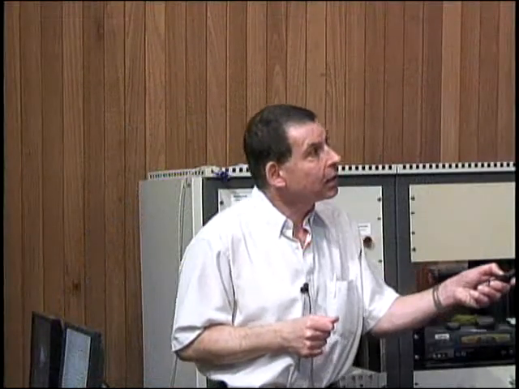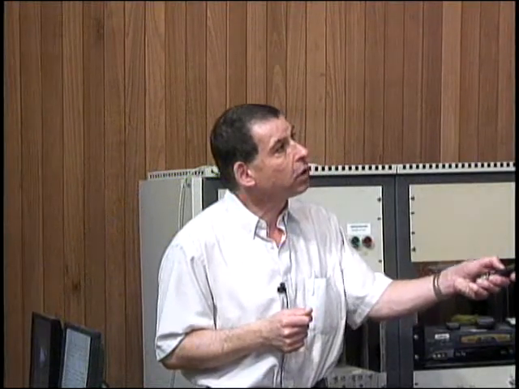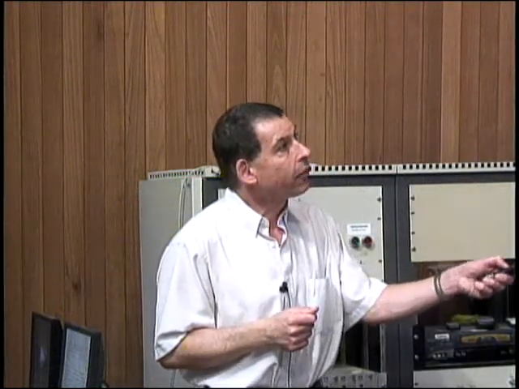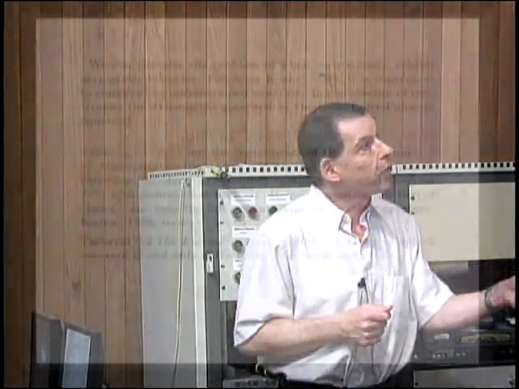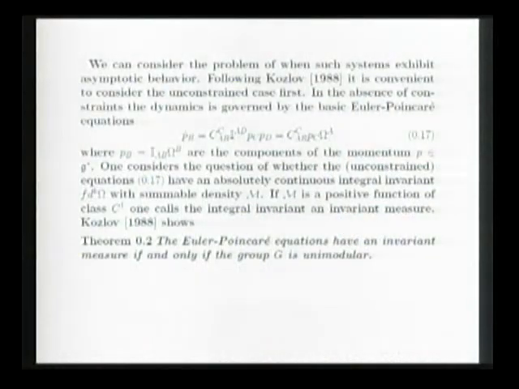And Kozlov, in this paper in 1988, as Luis mentioned, showed that these Euler-Poincare equations have an invariant measure if and only if the group G is unimodular. And I think Luis mentioned that condition. The criterion for unimodularity is just this condition c^c_{ac} is equal to 0. And the definition is the group has a bilaterally invariant measure. And you can relate this, as Luis explained, to the Liouville theorem, I should say.